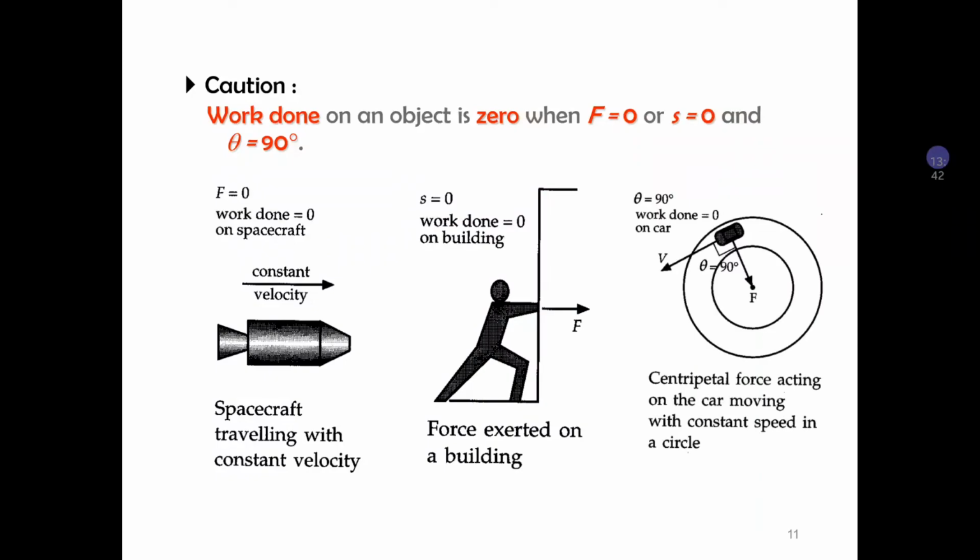Okay, so this is the question. Work done on an object is 0 when force is 0 or S is 0 and the angle is 90 degree. So the work done will become 0 if we have the value of force 0, S 0 or angle is 90 degree.